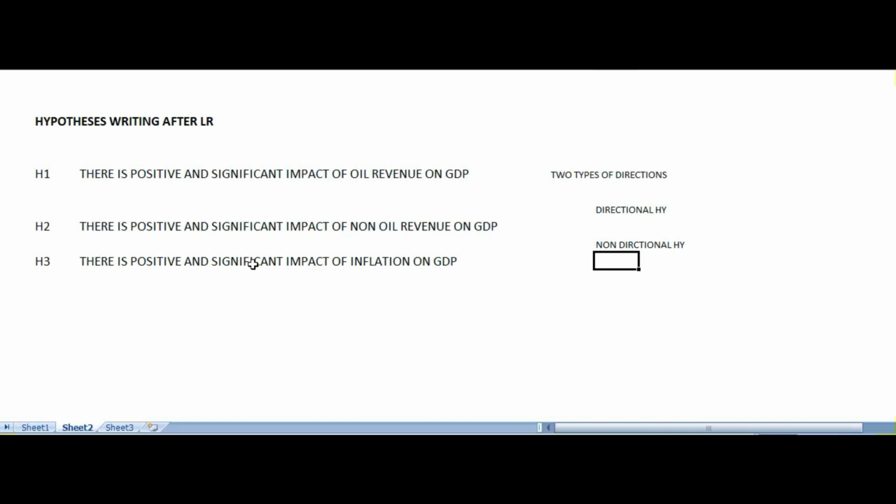So what we got here is that there are two types of hypothesis. One is the directional hypothesis, and the second is the non-directional hypothesis. The directional hypothesis describes the positive or negative impact, and the non-directional describes the significant and non-significant impact.